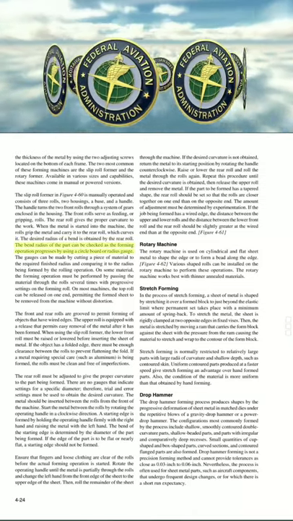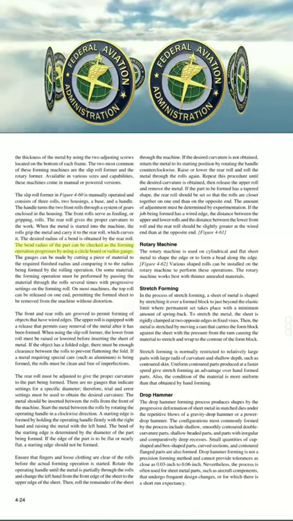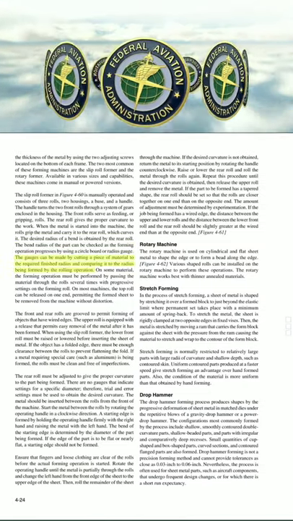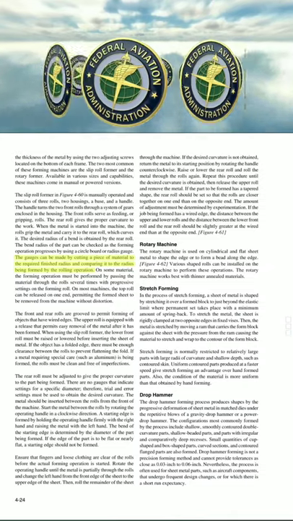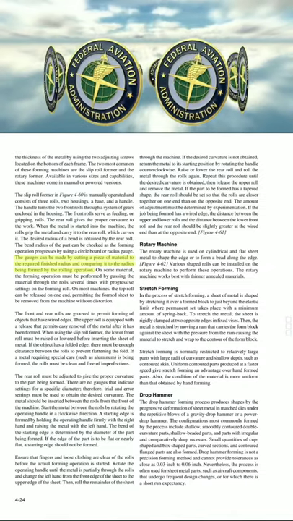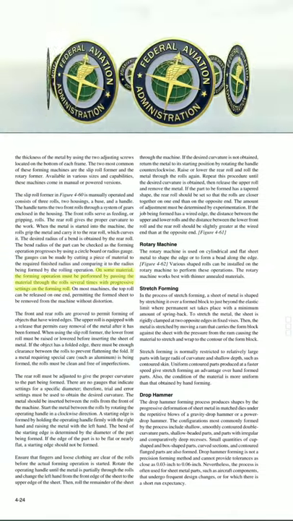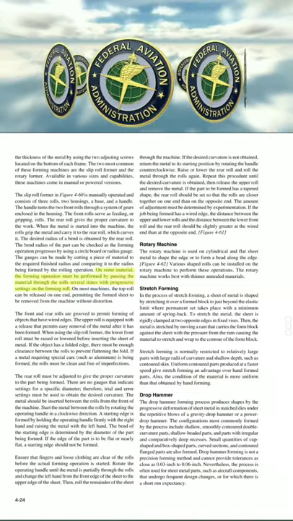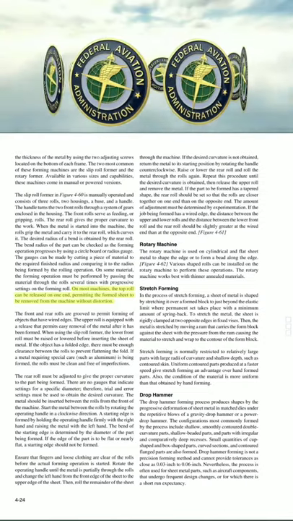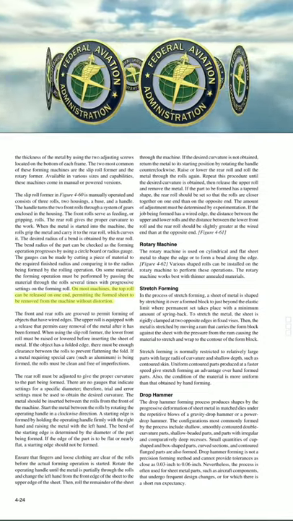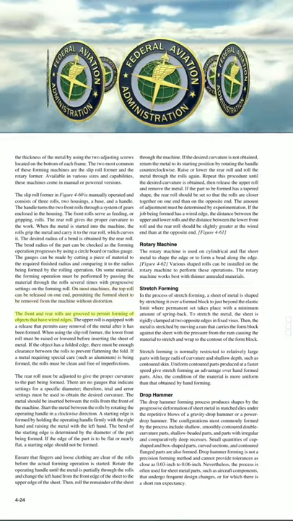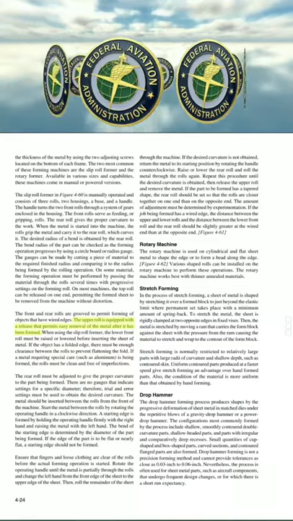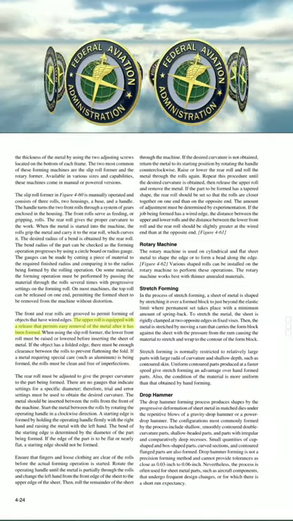The bend radius of the part can be checked as the forming operation progresses by using a circle border radius gauge. The gauges can be made by cutting a piece of material to the required finished radius and comparing it to the radius being formed by the rolling operation. On some material, the forming operation must be performed by passing the material through the roll several times with progressive settings on the forming roll. On most machines, the top roll can be released on one end, permitting the formed sheet to be removed from the machine without distortion. The front and rear rolls are grooved to permit forming of objects that have wired edges. The upper roll is equipped with a release that permits easy removal of the metal after it has been formed.